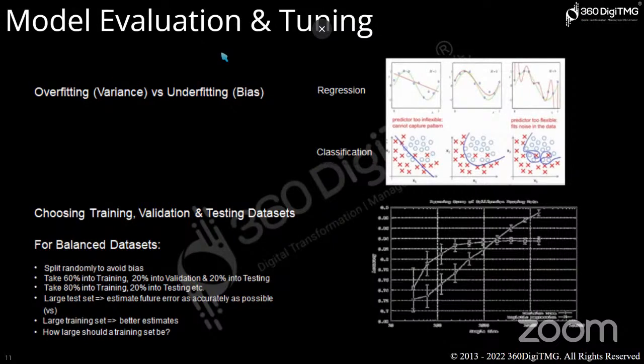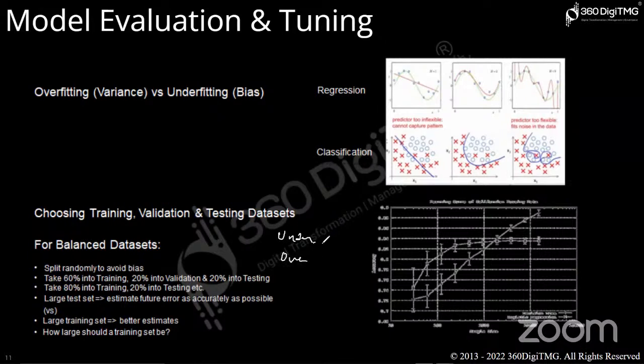Okay, now model evaluation and tuning. Model evaluation we saw. Suppose we have a classification problem. So let us see this classification problem. Here we have something called underfitting, and we have something called overfitting.